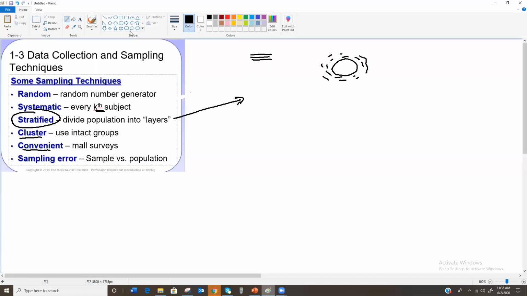Okay, so it's these layers. This is why I'm not your art teacher. So it has these different layers that you have.